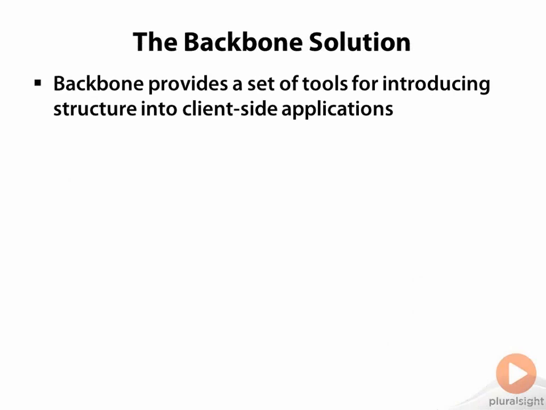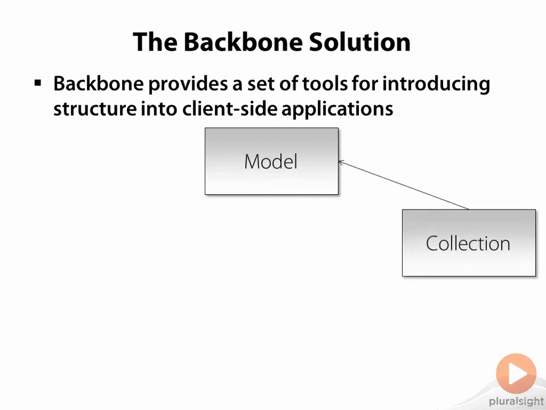Backbone provides a set of tools for introducing structure into client-side applications. Models represent the data required by your application. They hold your application's data and raise events when data changes. Collections group models. They also forward events from the models they contain, as well as events of their own. The arrow here represents the dependencies, so collections depend on models.